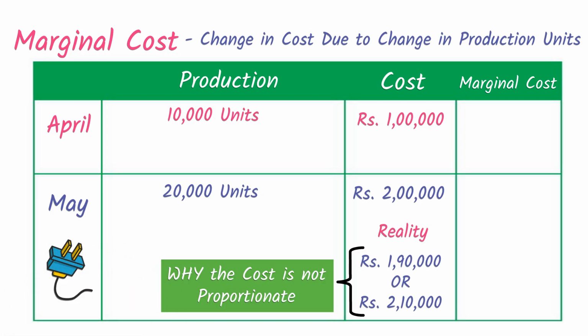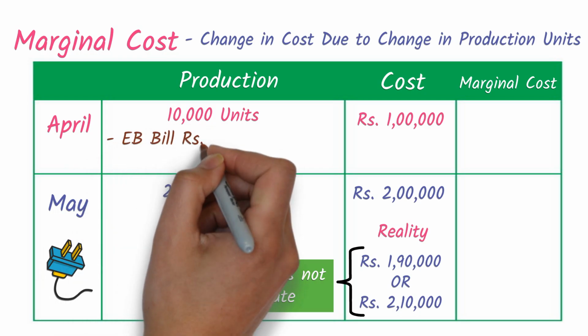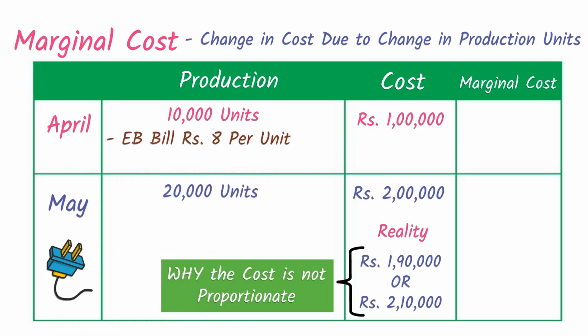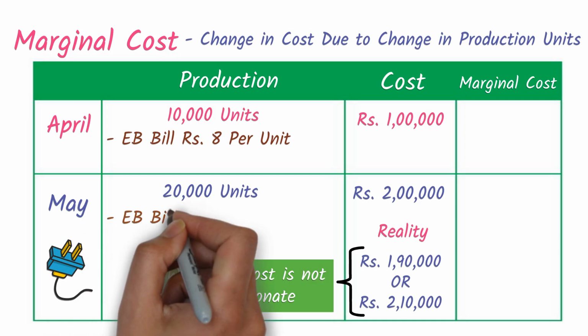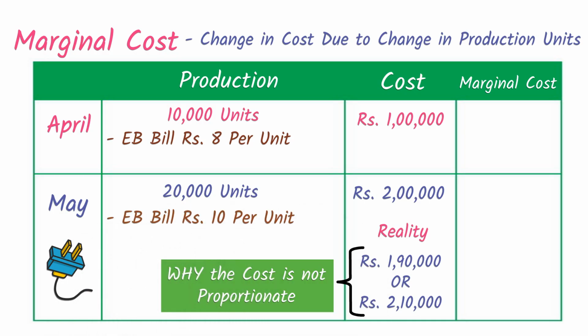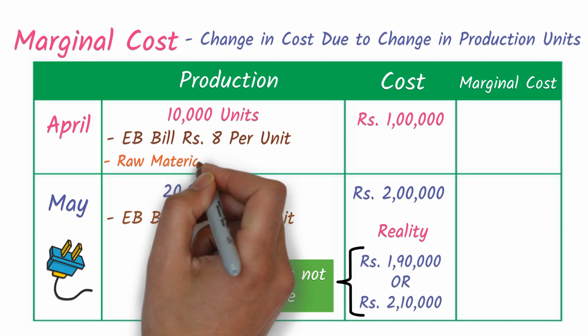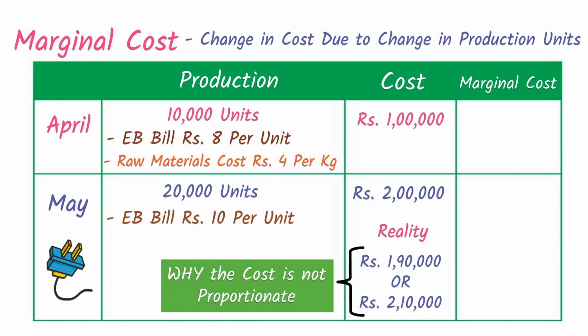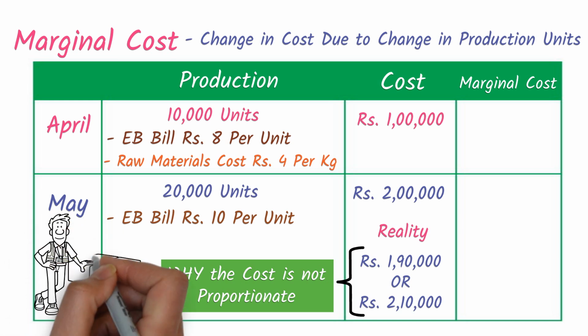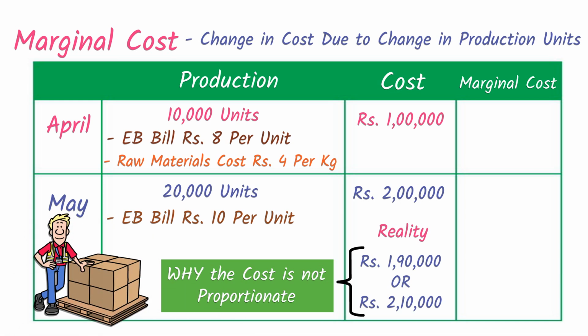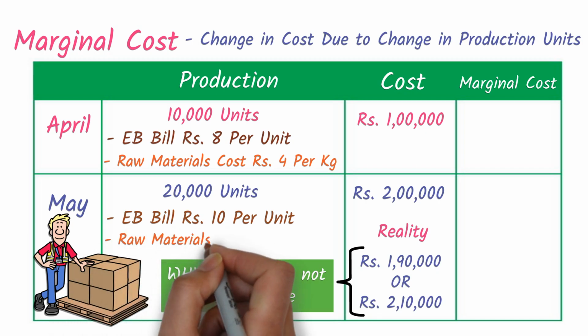The electricity bill may be rupees 8 per unit when you produce 10,000 units. But the electricity bill will be rupees 10 per unit when you produce 20,000 units. Electricity charges are based on slab rates. You consume more, you pay more. When you produce 10,000 units, you purchase the raw materials, for example, at rupees 4 per kg. When you double your production, you make a bulk purchase and you request discounts from the supplier. So the raw material cost may come down to rupees 3 per kg.